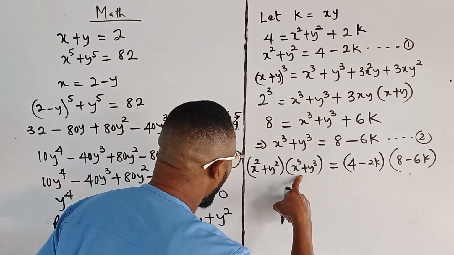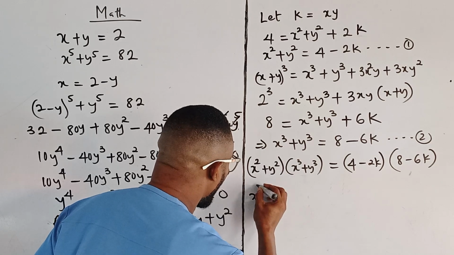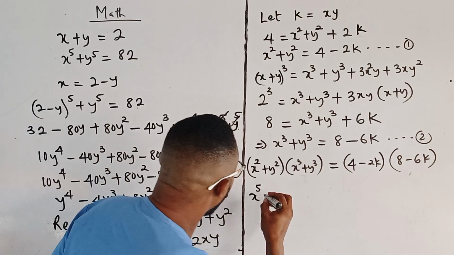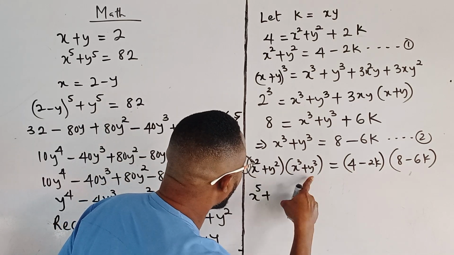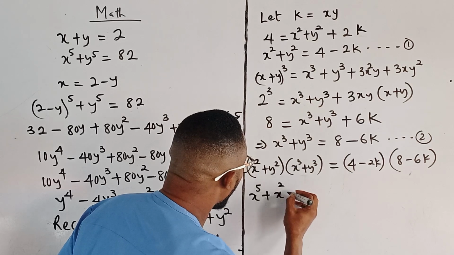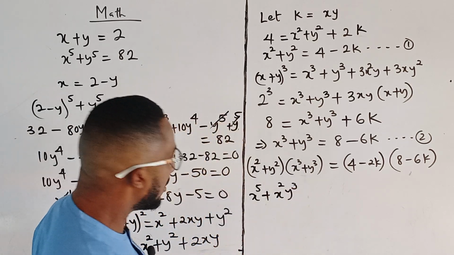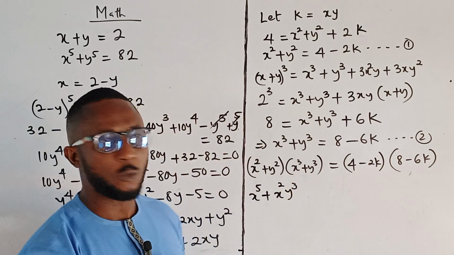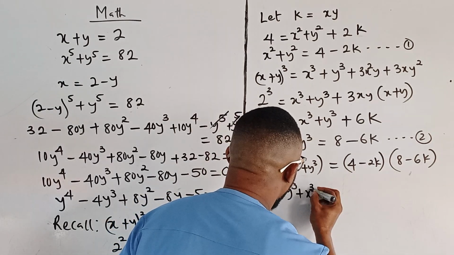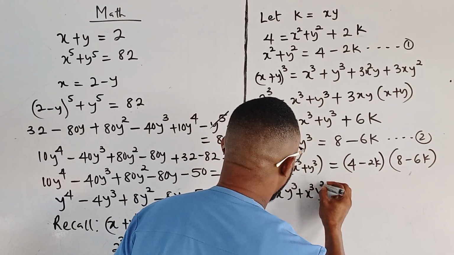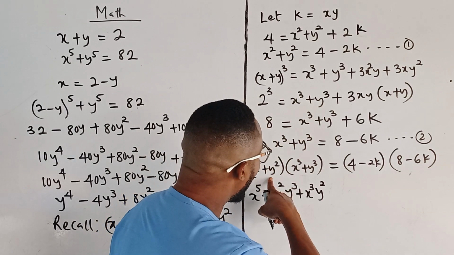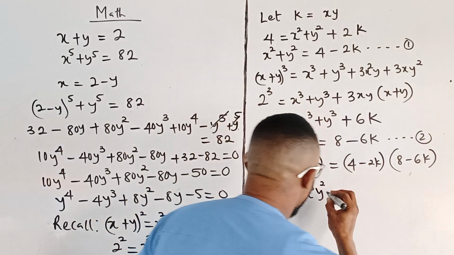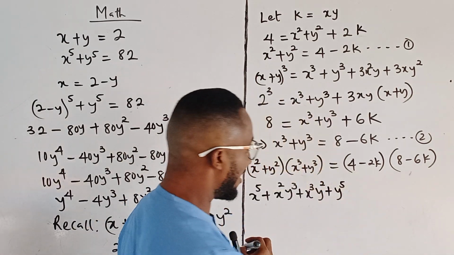If I say x squared multiply x cubed, that would be x to the 5th. Okay, x to the power of 5. Then here, x squared multiply y cubed, that would be x squared y cubed. Here I will have y squared multiply x cubed, that would be x cubed y squared. Then y squared multiply y cubed, that would be y to the 5th.